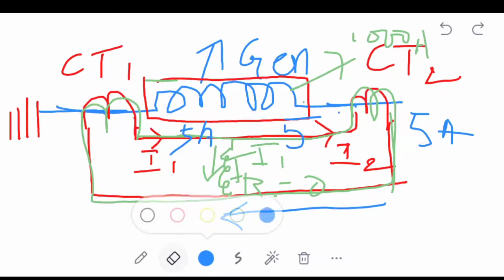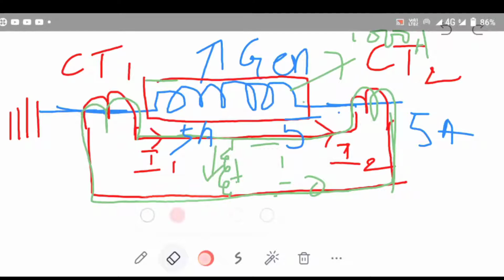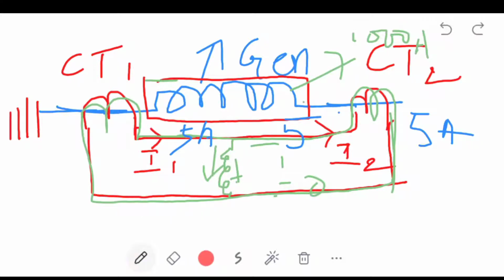Between the two current transformers we provide a relay. This is the relay. The relay current IR is equal to 0 under normal operating conditions. Assume the current transformers are step-down transformers with a ratio of 1000 by 5 amps. When 1000 amps is flowing in the primary, the secondary will be 5 amps.